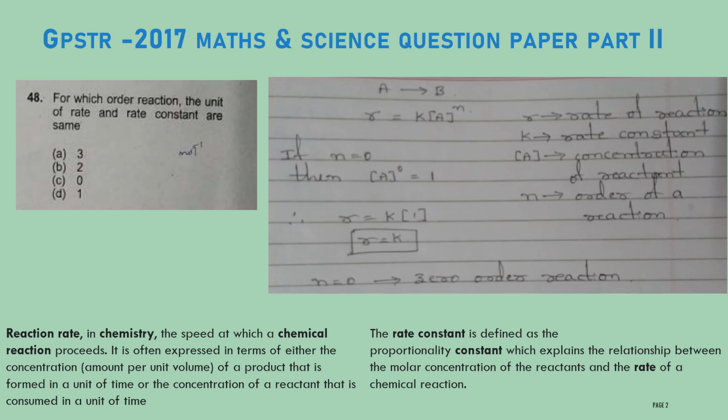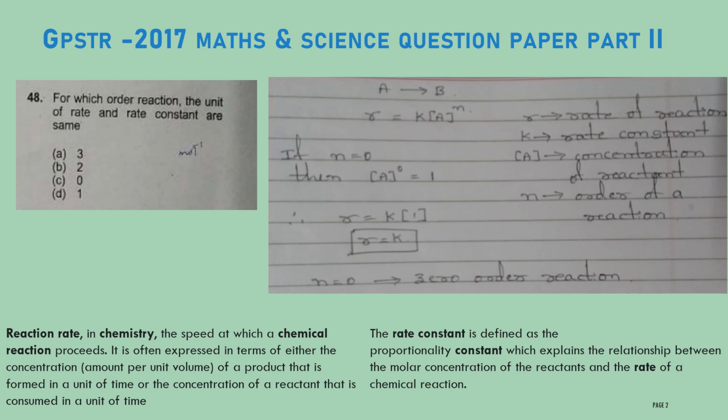Then let us see what is meant by a rate constant. Rate constant is defined as the proportionality constant. Here the rate of a reaction r is directly proportional to the concentration of the reactant. To remove this proportionality, we have to introduce one constant. That constant we call the proportionality constant k. It establishes the relationship between the rate of a reaction and the molar concentration of the reactant.